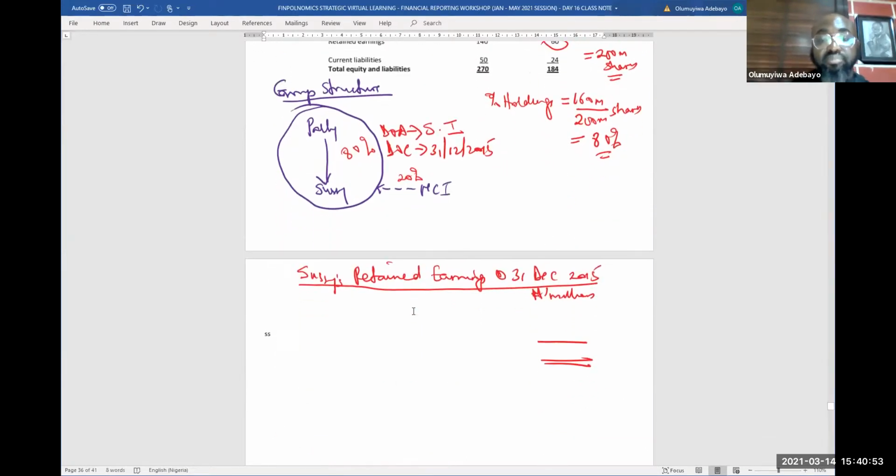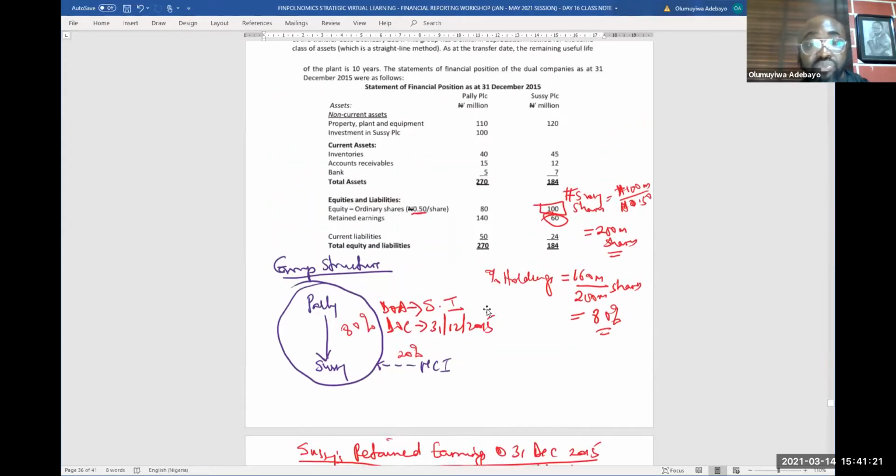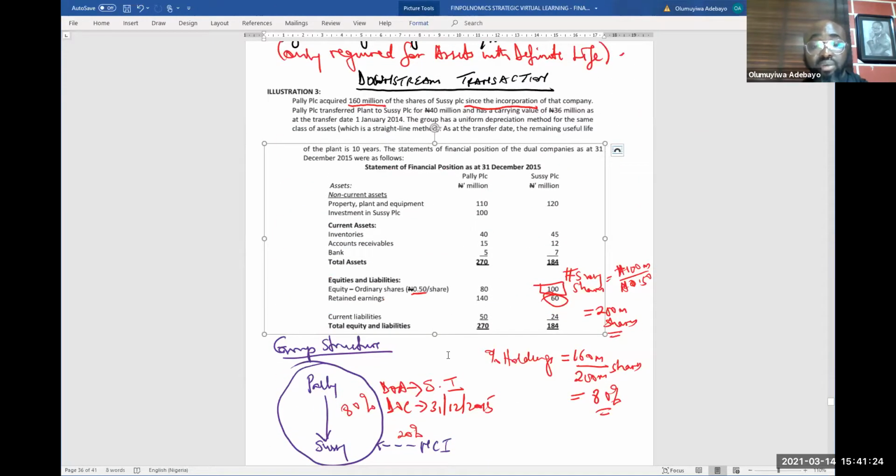And this 60 has to be split into pre-acquisition, which was since incorporation, and post-acquisition profit, which is the balancing figure. This is plus 60. Now, from the information we have here, what is our pre-acquisition profit?